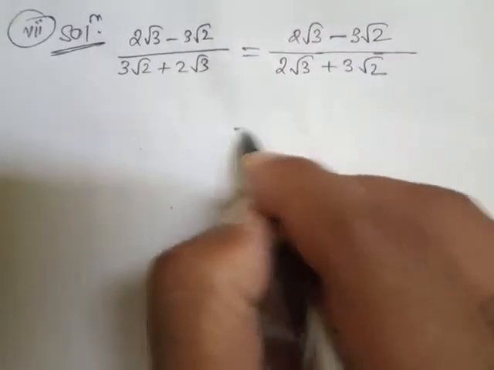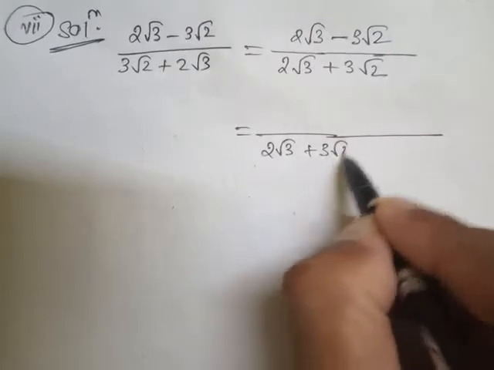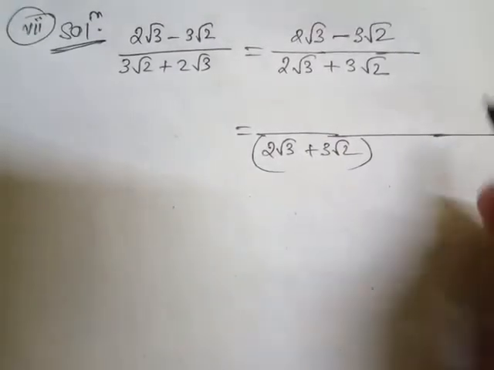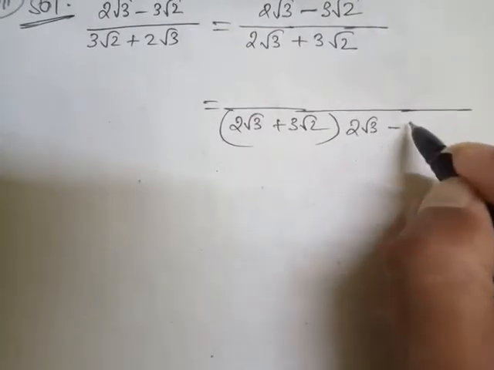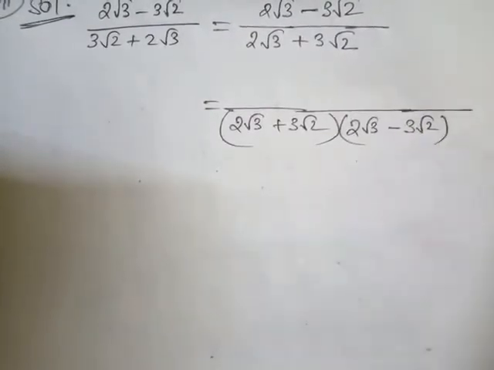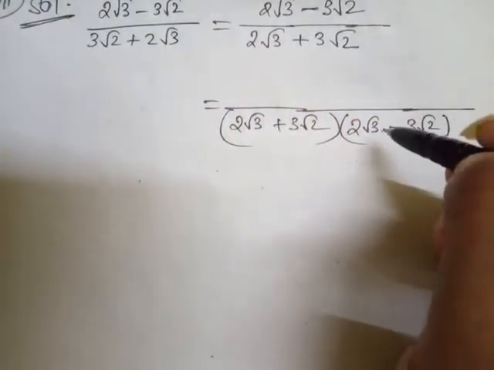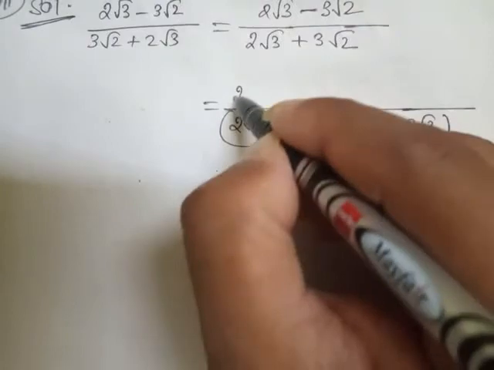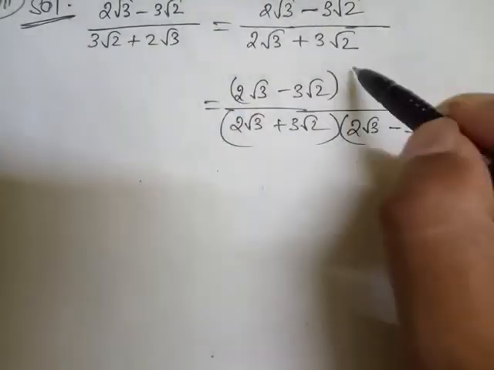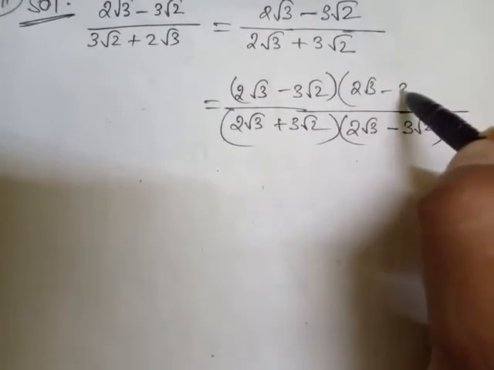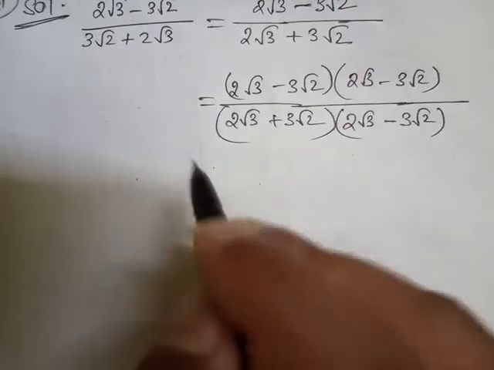Now next would be 2 root 3 plus 3 root 2, and here also 2 root 3 minus 3 root 2. Now with the numerator and the denominator we multiply 2 root 3 minus 3 root 2, 2 root 3 minus 3 root 2 and 2 root 3 minus 3 root 2. Now go for the solution.